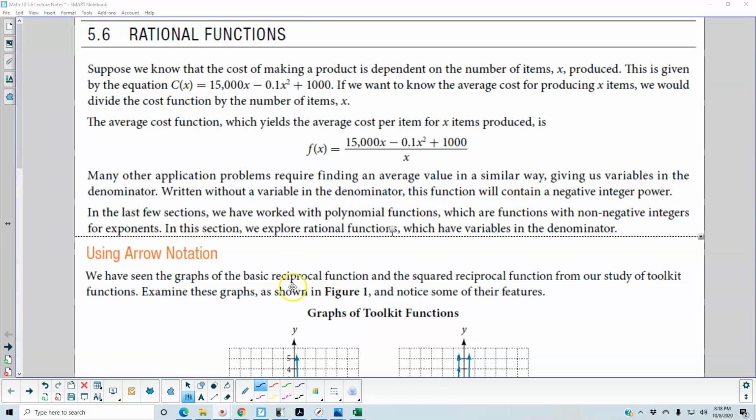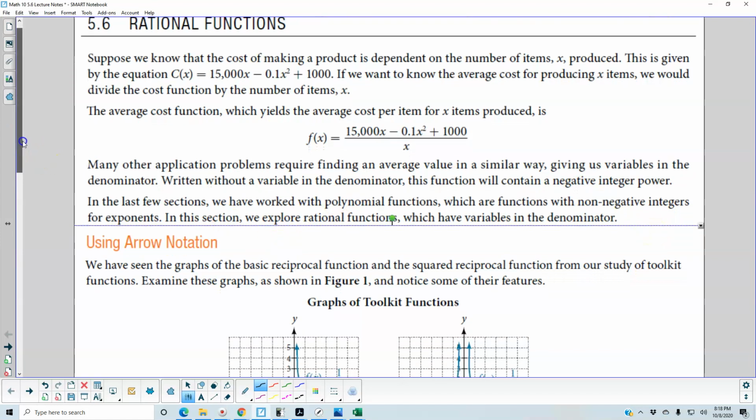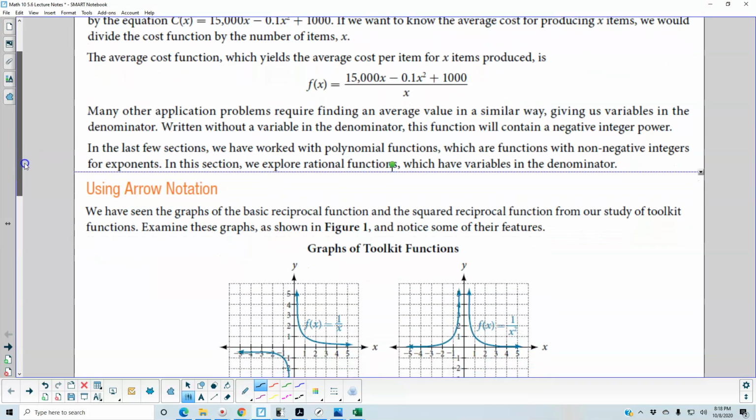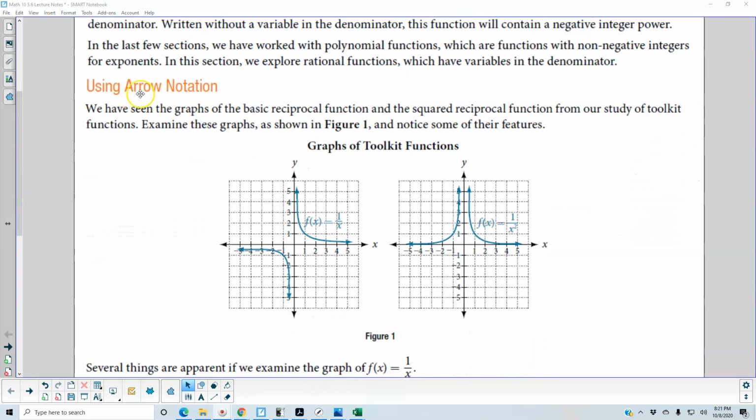In the last few sections, we have worked with polynomial functions, which are functions with non-negative integers for exponents. In this section, we explore rational functions, which have variables in a denominator. Using arrow notation, we have seen the graphs of the basic reciprocal function and the squared reciprocal function from our study of toolkit functions. Let's examine these graphs in figure 1 and notice some of their features.